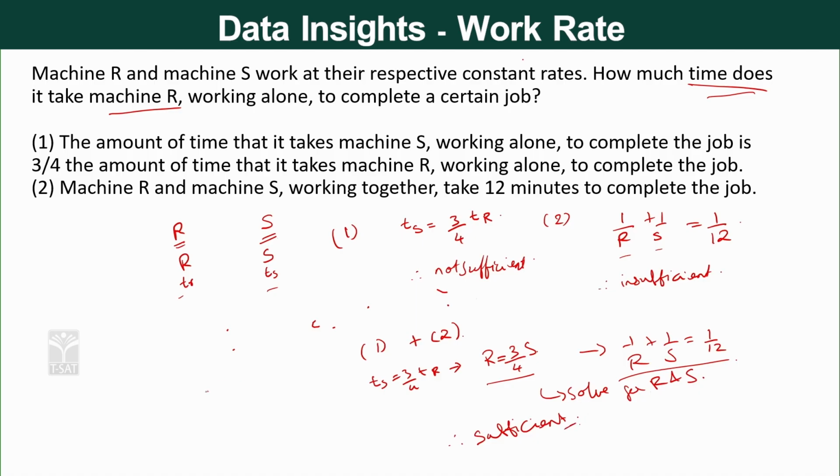So, which answer option is this? This is answer option C: statement 1 alone is not sufficient to answer the question and statement 2 alone is not sufficient to answer the question, but statements 1 and 2 together are sufficient to answer the question. So, this is answer option C.